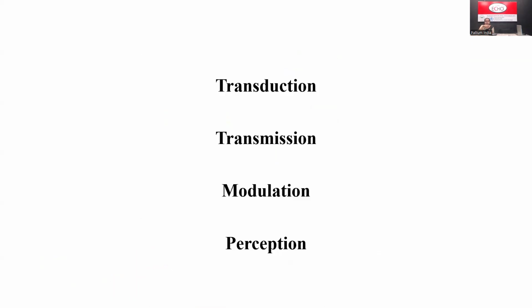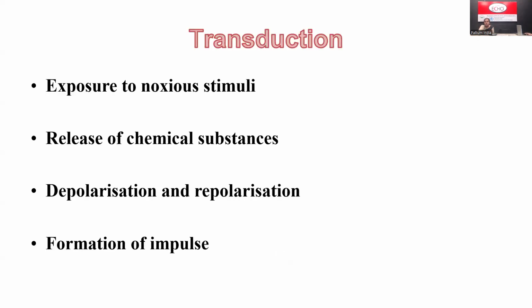And this whole process is divided into 4 steps: transduction, transmission, modulation, and perception. First, transduction. What is transduction? Exposure to noxious stimulus, release of chemical substance, depolarization and repolarization, and formation of impulse. Okay, that is transduction. Next.